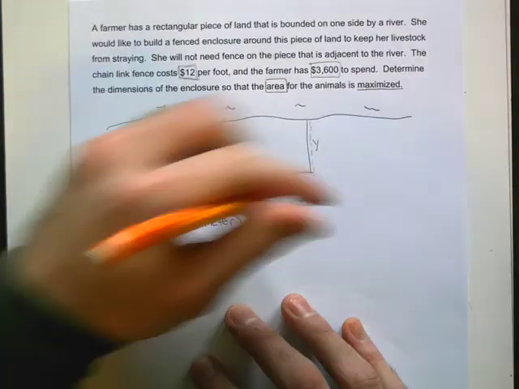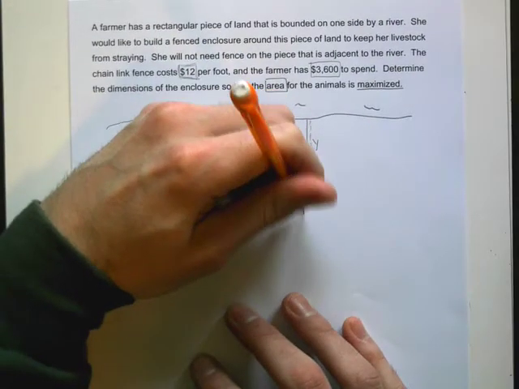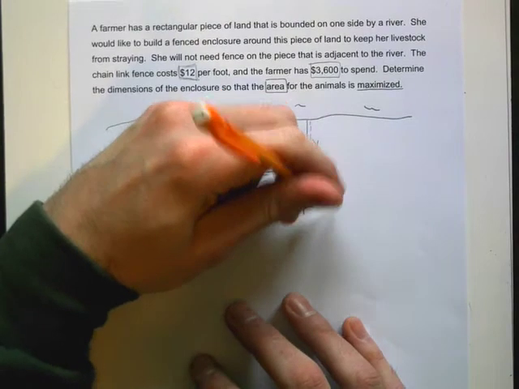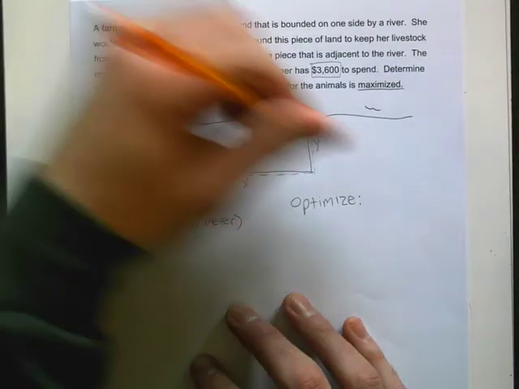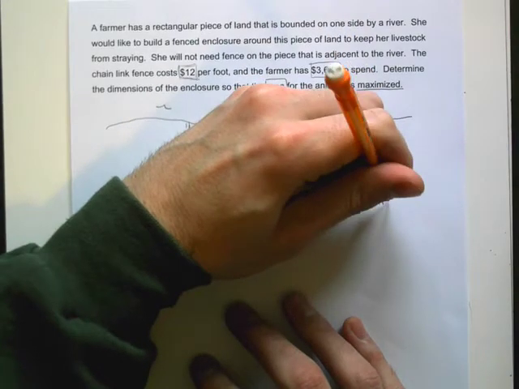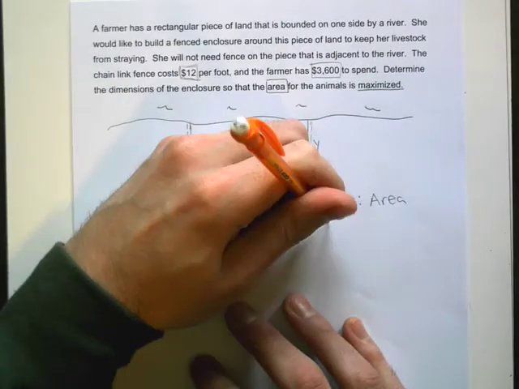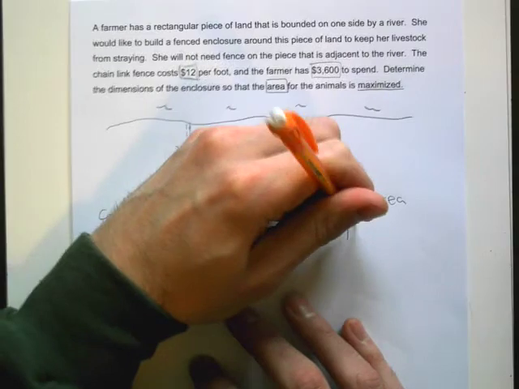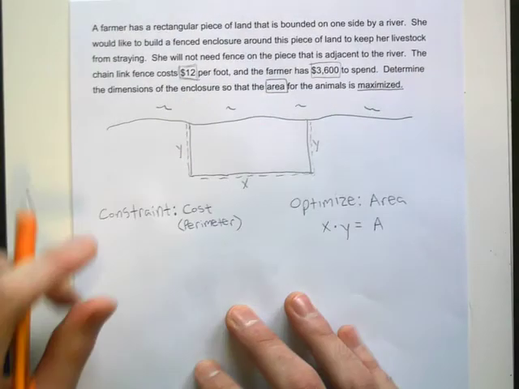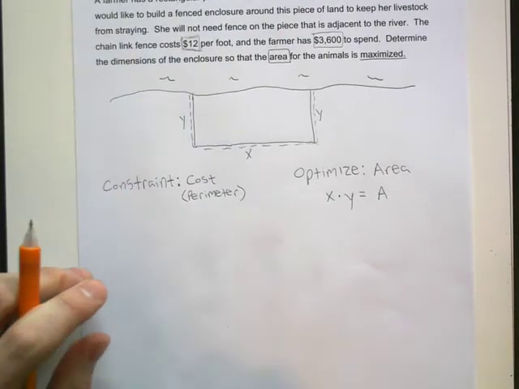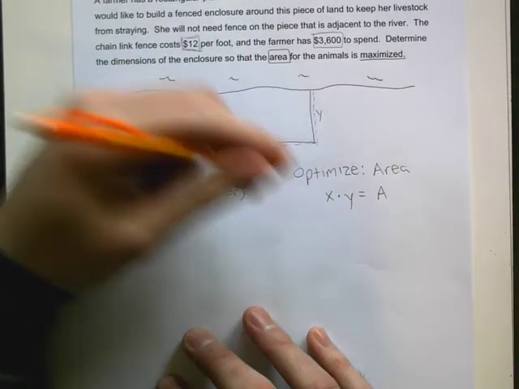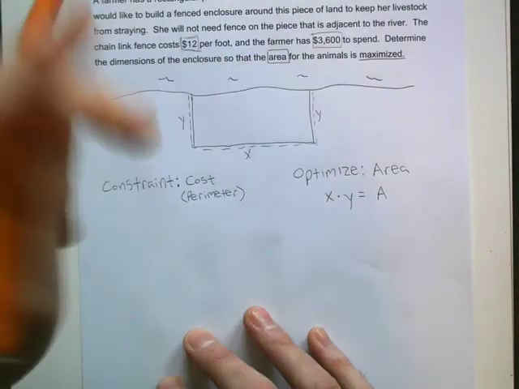Okay, and then we are trying to optimize. What are we trying to optimize? Maximize the area for the animals. Okay, and that area equation is going to be x times y is what we're trying to optimize. Okay, so let's set up our constraint equation. Right now we already set up our optimization. X times y is A.